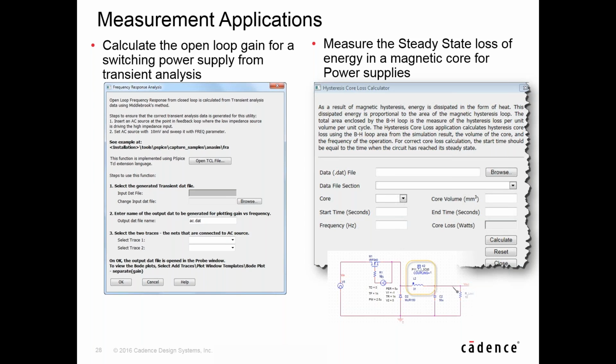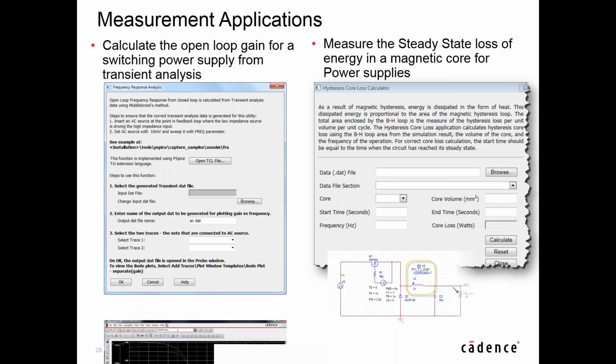We also have a hysteresis core loss calculator that enables you to measure the steady state loss of energy in a magnetic core for power supplies. So you basically, again, run a simulation, fill in the core values, specify the start time and the end time and the core value, and then it'll calculate the core loss for you. So this is kind of the direction that we're going with PSpice, is not only giving you a simulation engine, but also giving you powerful apps that you can use to post-process the data that you get from those simulation runs.